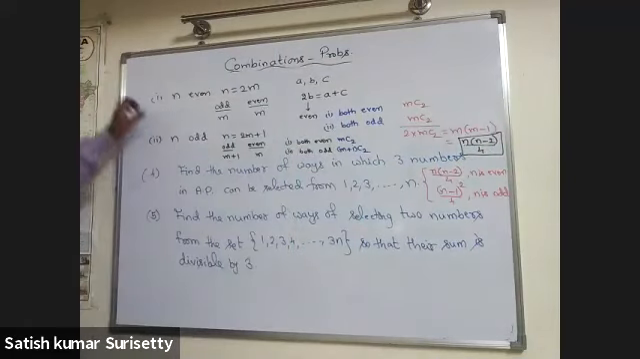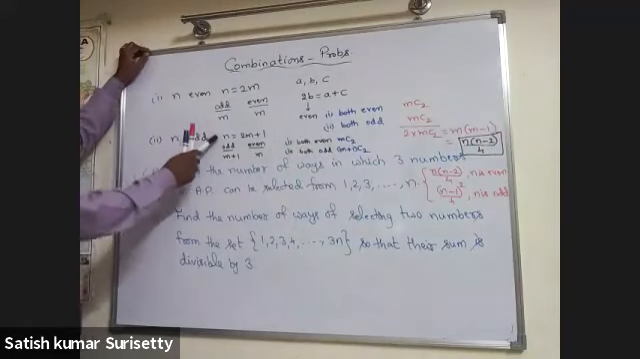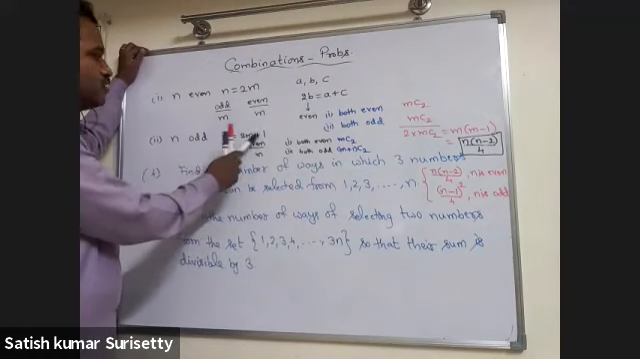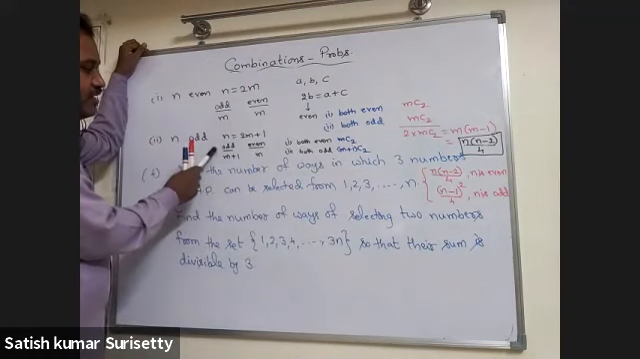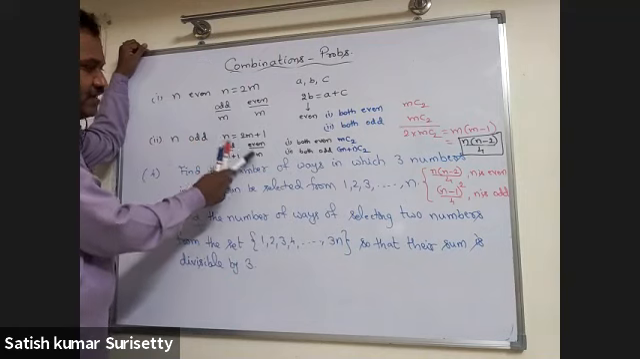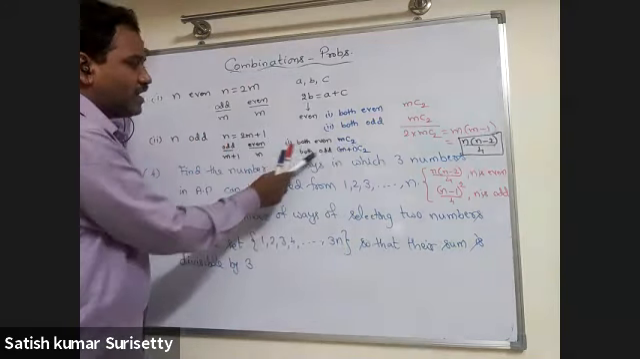Now for the second case, when n is odd, I can choose n equal to 2m plus 1. So when n is 2m plus 1, there will be m plus 1 odd numbers and m even numbers. Now again first case, both are even, both are odd.